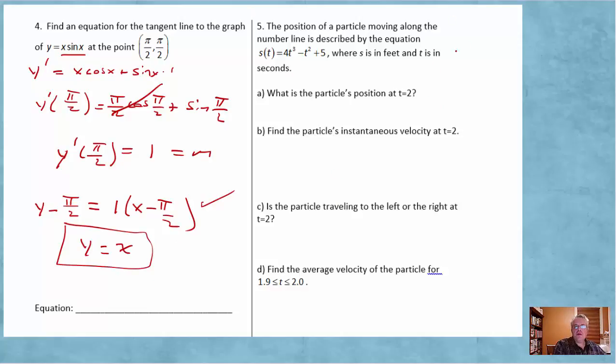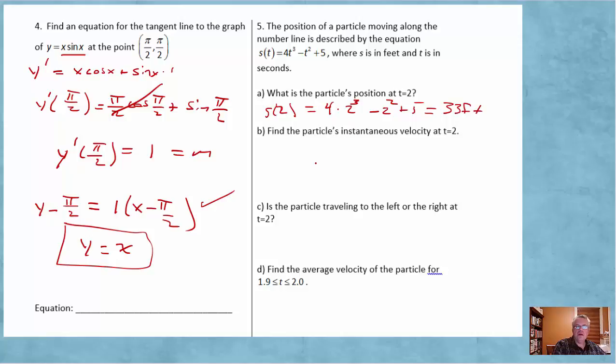Alright, the position of a particle moving along a number line is described by the equation s of t equals 4t cubed minus t squared plus 5. S is in feet, t is in seconds. What is the particle's position at t equals 2? Well, we just have to substitute. That's what this function is. So s of 2 equals 4 times 2 cubed minus 2 squared plus 5. That's 8 times 4 is 32, minus 4 is 28, plus 5. I get 33 feet.